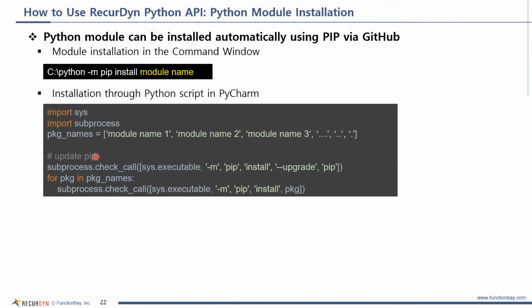To use Python script utilizing RecurDyn Python API, it is required to install a few Python modules. You can use the general Python module installation method. The installation can be done by using the module installation command in the command window individually or installing all at once by creating a Python script.